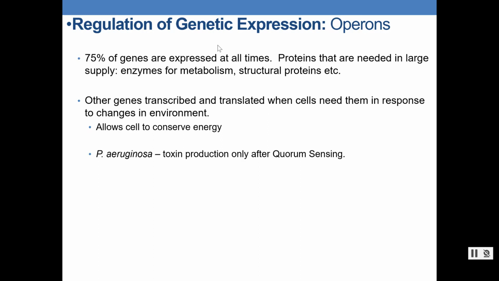So, genetic expression. We're regulating gene expression, and this is called an operon structure, and it's one way prokaryotic cells do that. Now, most prokaryotic genes are always on. They're expressed at all times. You're going to need them all the time. But there are some genes that are not needed all the time. So those are the types of genes and regulation we're talking about.